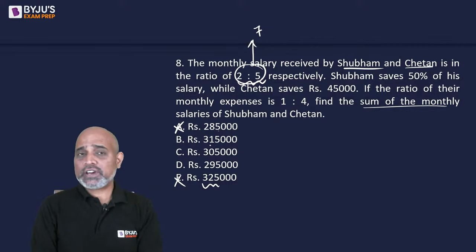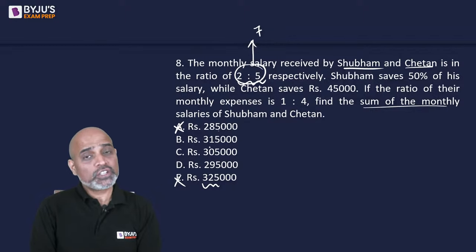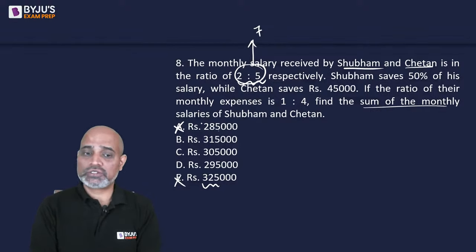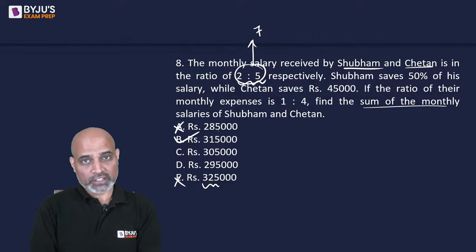315, right? 315 will be 7 into 4 is 28. And then you are left with 3. So 3 and 5, 35. 35 is also in the table of 7. 28 is also. So B hoga 305. 28 plus 25, which is 305.